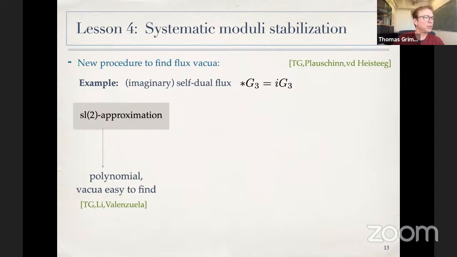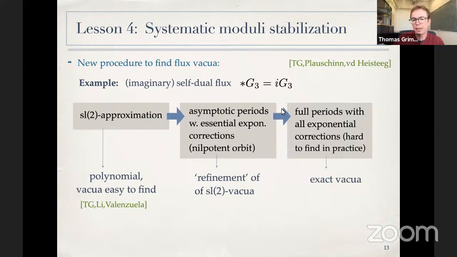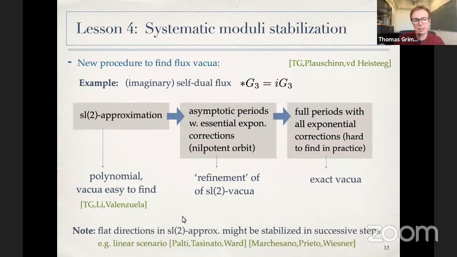Well, the idea would be to go in various steps of approximation. The first approximation is this SL2 approximation, where you're really close to the boundary. Then you include these essential exponential corrections. You know you have to include them because otherwise the whole system degenerates. Of course, they also include it here, but in an even more crude way in some sense. This is polynomial. And then here you find already some corrections to these polynomials. And then if you are powerful enough, you can compute the full periods and study the exact vacuum. Now, it could happen that in this SL2 approximation, certain flat directions appear, which are stabilized in successive steps. And that's a way also to generate hierarchies between the various moduli.